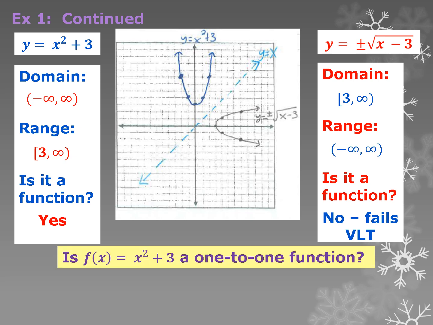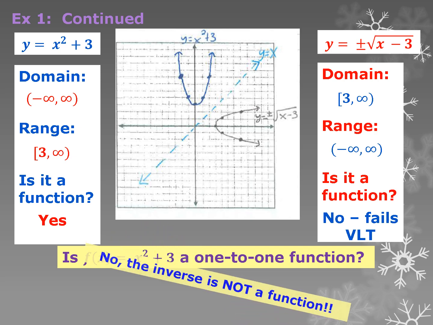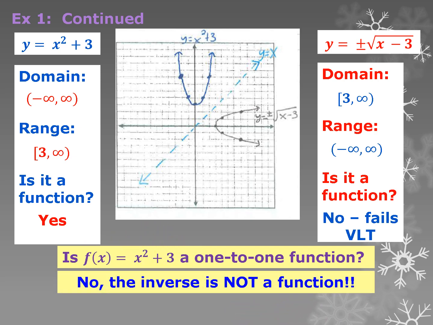So, can we say that f of x equals x squared plus 3 is a one-to-one function? And the answer is no, because while the original is a function, the inverse is not a function. So this is not one-to-one.